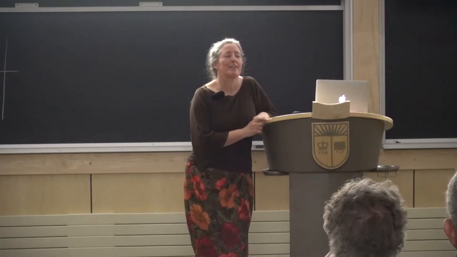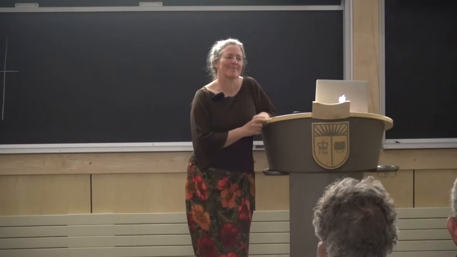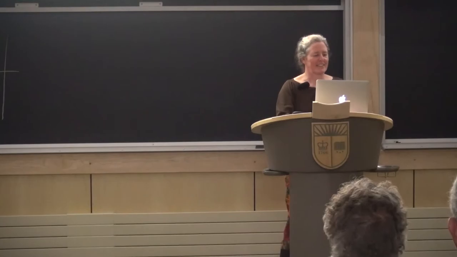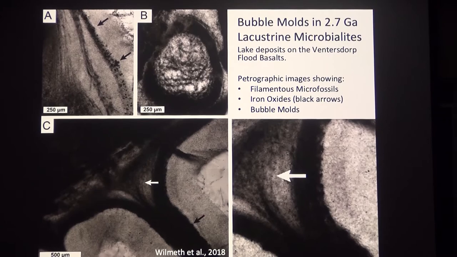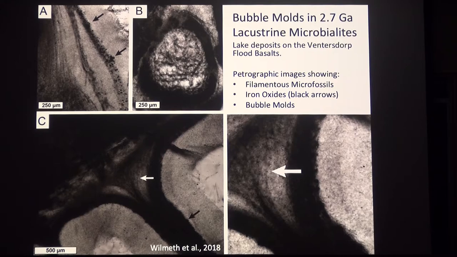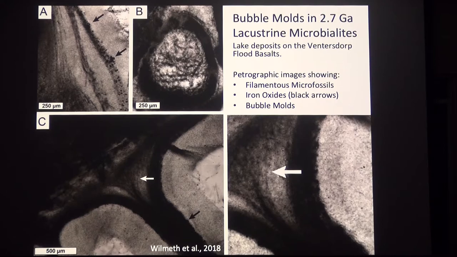I'm wondering if there were lakes during the Archean. There were. And whether you think that oxygenic photosynthesis originated on land? The example of bubbles I told you about, I was so happy that Frank Corsetti talked about these bubbles, examples of which are in lake deposits on the Ventersdorp flood basalts. So I think at 2.7 billion years old, you had oxygenic photosynthesis in lakes. I don't know if it originated in those environments or not. There's been some ancestral character reconstruction among the cyanobacteria.